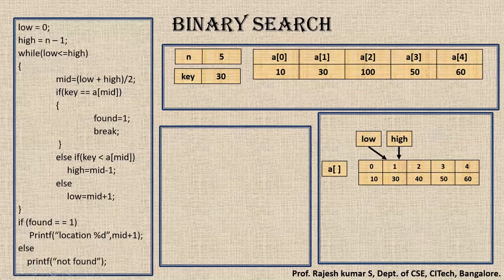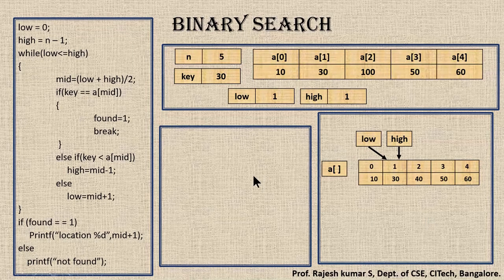Coming to the next pass, we know the low value is updated to 1 and the high value is updated to 1. Now again we'll check for the condition. Low is less than or equal to high. Yes, 1 is equal to 1. The condition is true. Again we are going to find the mid. Each and every time we'll be finding the mid. Mid is equal to low plus high, 1 plus 1 divided by 2. That is nothing but 1.